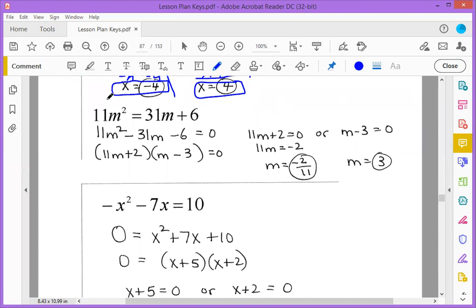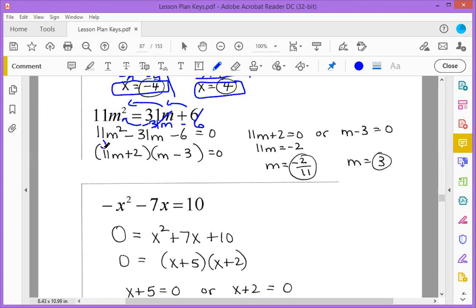All right. In our next example, we have 11m squared equals 31m plus 6. Now we do need to carry that 31m and the 6 to the left side of the equation. So we're going to subtract 31m and we're going to subtract 6 from both sides of this equation. So we're moving these terms. They're canceling out on the right side, leaving 0. And on the left side, we're left with 11m squared minus the 31m and minus 6.